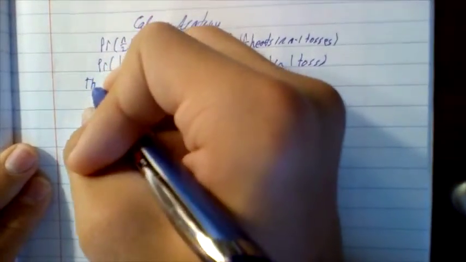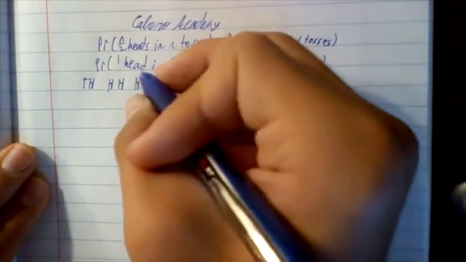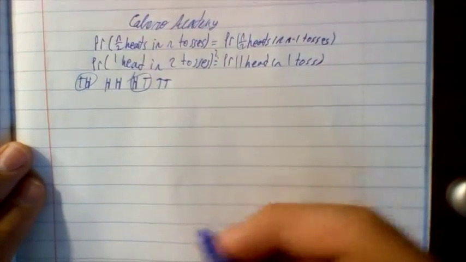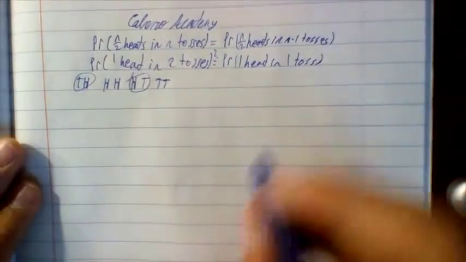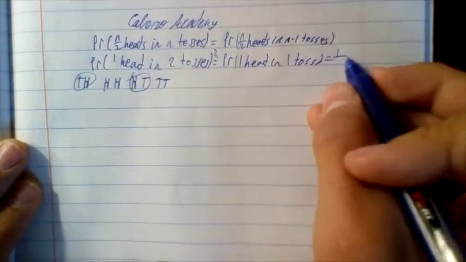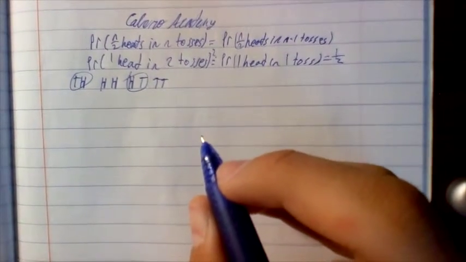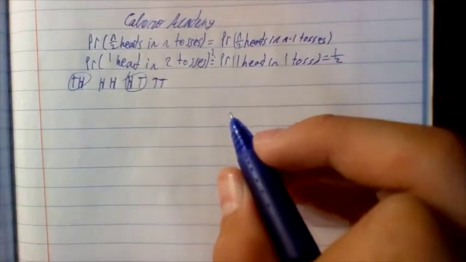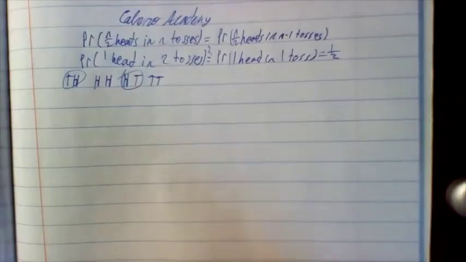So we have a tail and a head, a head and a head, a head and a tail, and a tail and a tail. And it turns out that one head occurs exactly once in 2 out of 4 times, so it's equal to 1/2. And of course, one head in 1 toss is also equal to 1/2. So it does actually hold for all positive even n. So that's a very interesting fact.